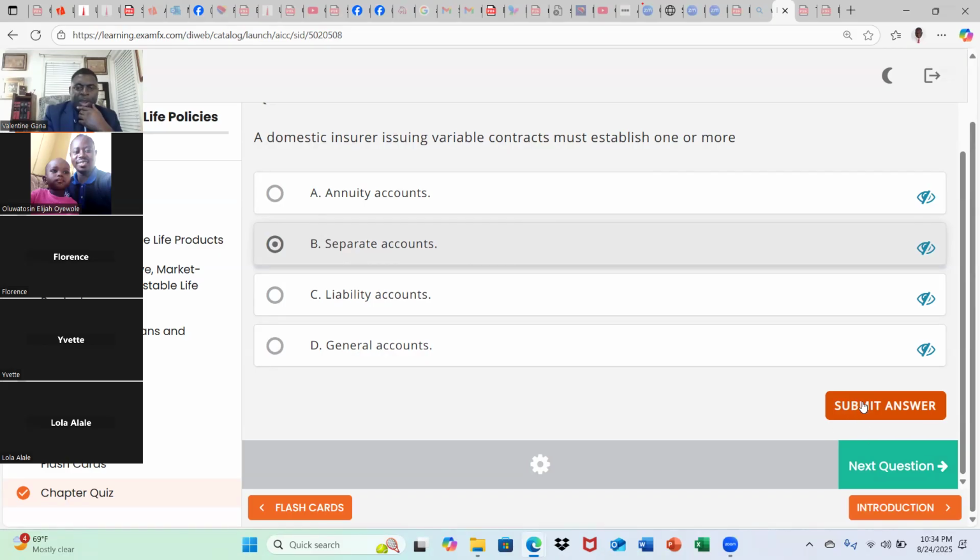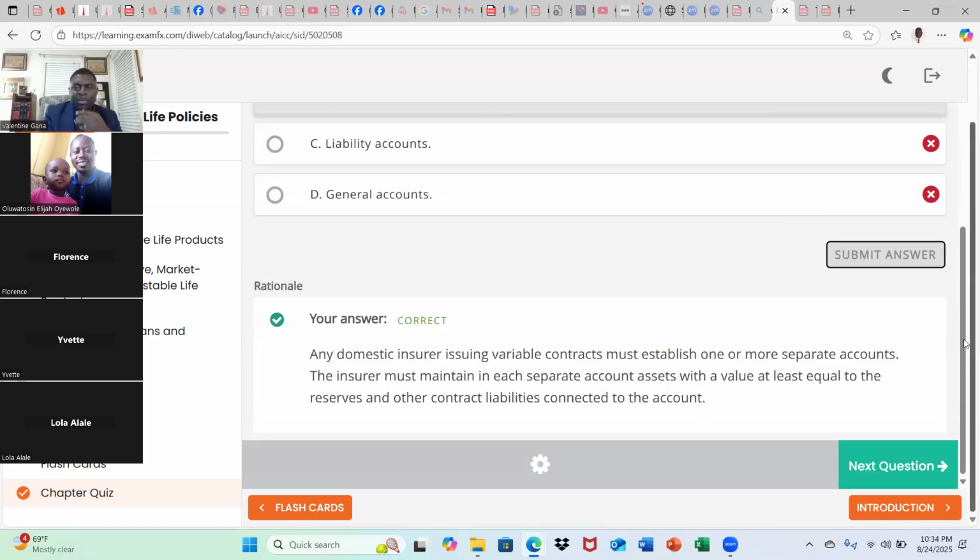All right, let's see if we are right. And that's correct. They say any domestic insurer issuing variable contracts must establish one or more separate accounts. The insurer must maintain in each separate account assets with a value at least equal to the reserves and other contract liabilities connected to the account. Usually they say they want that insurer to have at least $2.5 million of assets. You might see that in the exam. Remember that figure, $2.5 million of assets.